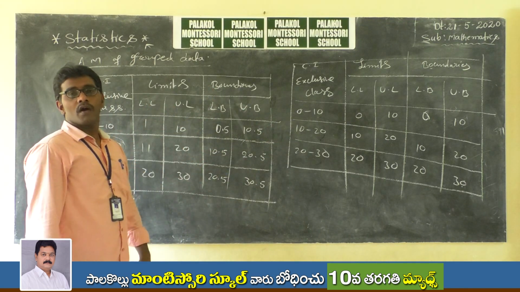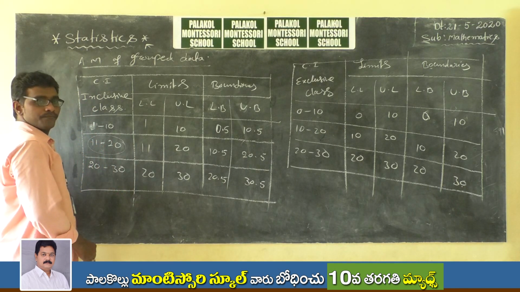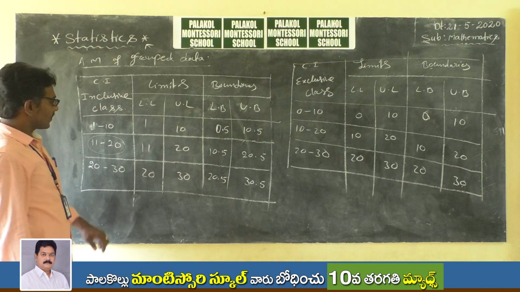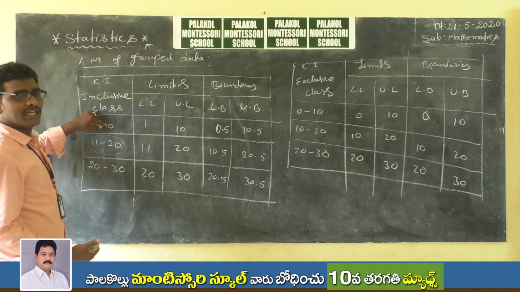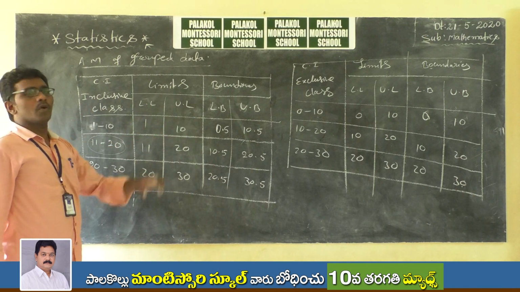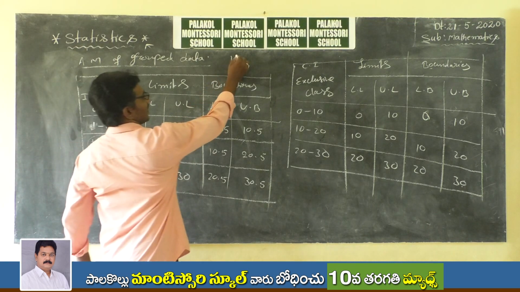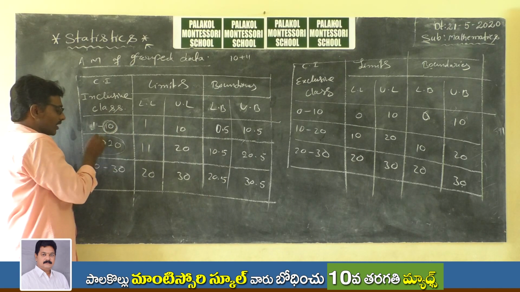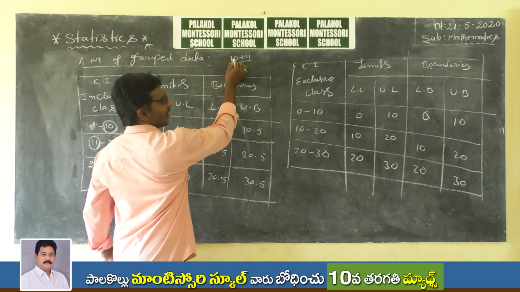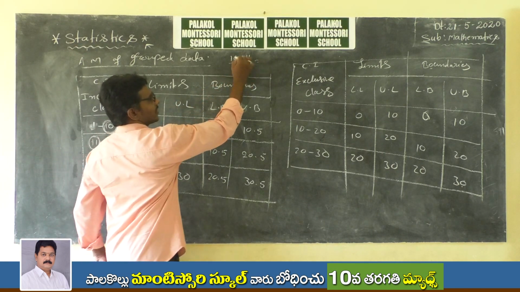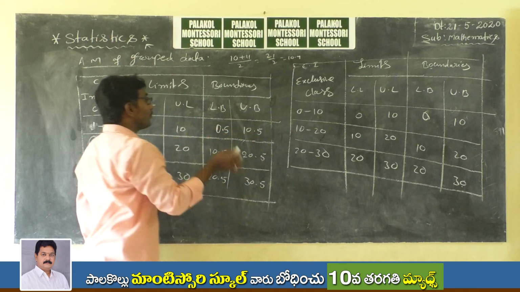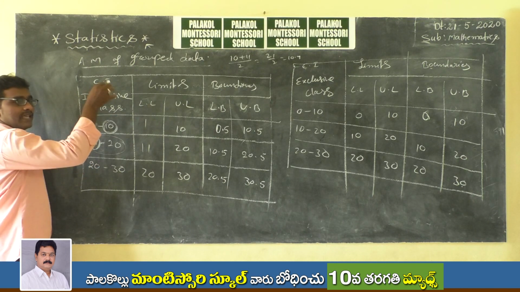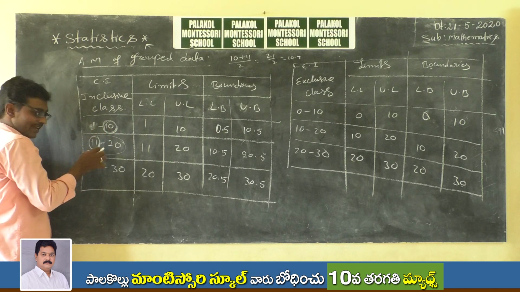Next, you find out the boundaries. How do you find the boundaries? Take the average of the upper limit of the previous class and the lower limit of the next class. In the class 1 to 10, what is the upper limit? 10. And in the next class, what is the lower limit? 11. The average of these two: 10 plus 11, 21 by 2, that is 10.5. The 10.5 is the upper boundary of the first class interval, and the same boundary is the lower boundary of the next class interval.